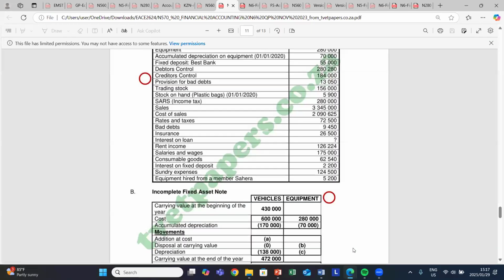And then lastly, equipment hired from member. So we hired equipment from Zaira. And then obviously when we hire something, we'll have to pay a monthly premium, maybe a monthly rent amount. So you used to pay 5,200.